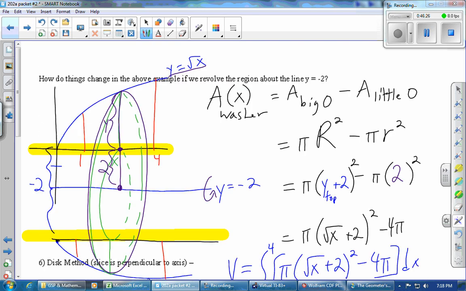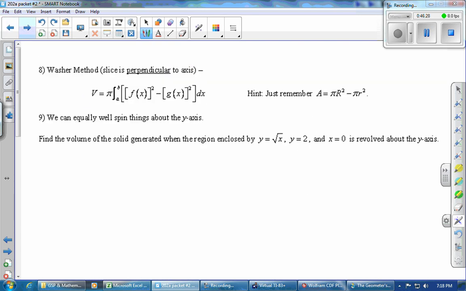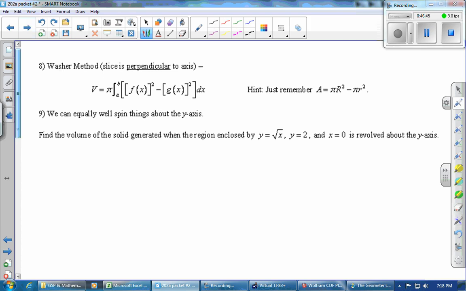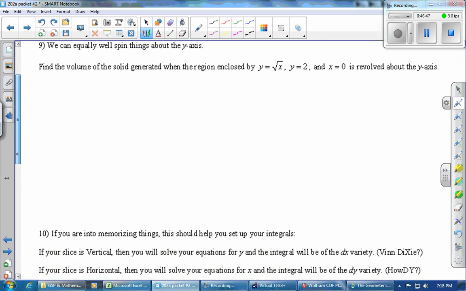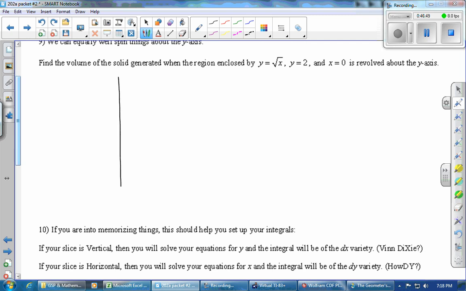Okay, next problem is number 9. It says we can equally spin things about the y-axis. Find the volume of the solid generated when the region enclosed by y equals square root of x, y equals 2, and x equals 0 is revolved about the y-axis. Again, pause the video, see if you can draw a nice big picture. It might take a couple of attempts, but try to draw it without technology.